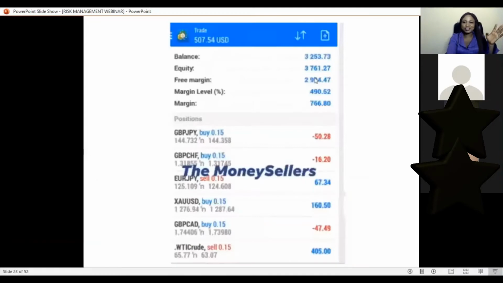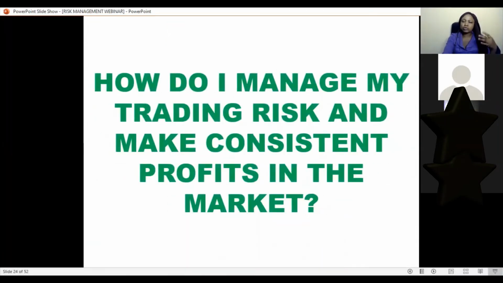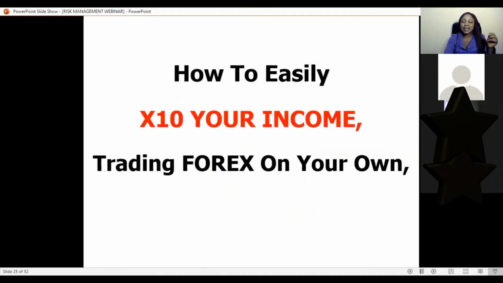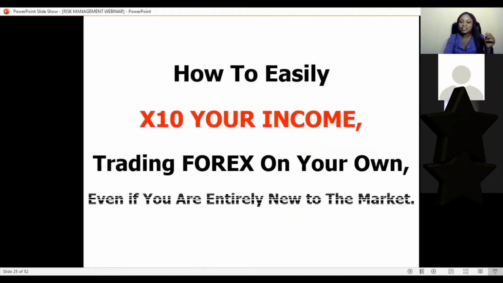Now, how do you manage your trading risk and make consistent profits in the markets? That's a good question, right? How can I manage my risk the right way and make consistent profits in the market? How to easily extend your income trading Forex on your own, even if you're entirely new to the market.